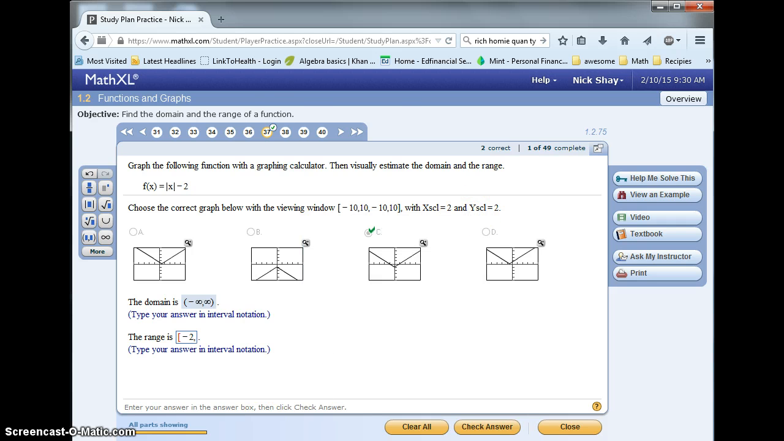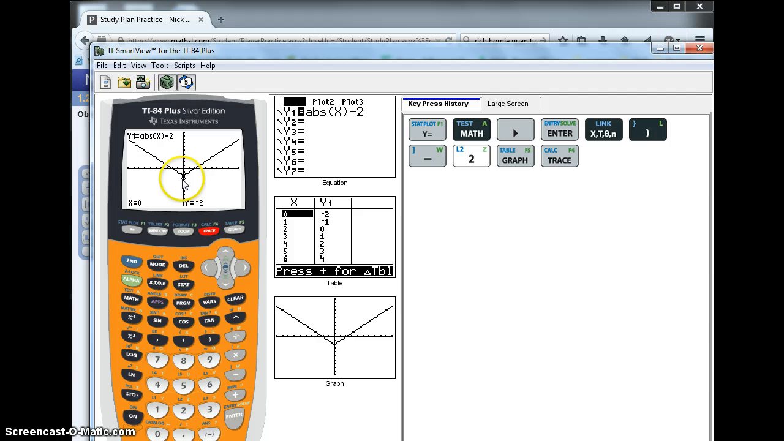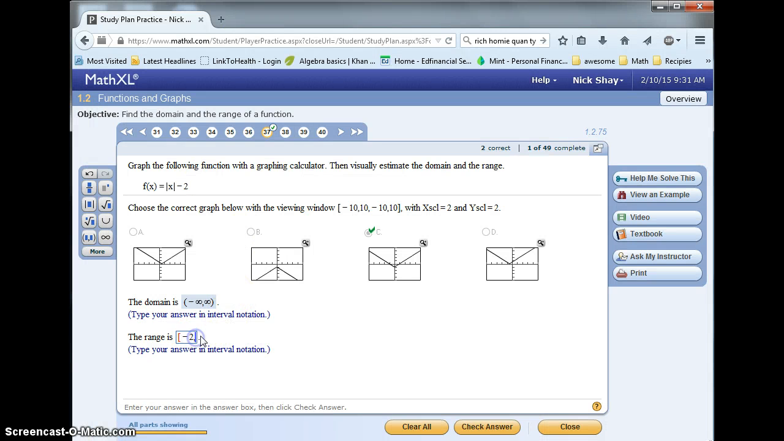And now let's look for the highest y value of our range. Our lowest value is negative 2, and you can see that this graph is heading up forever, right? So the range is from negative 2 all the way up to infinity. So we're going to put an infinity there, and infinity always gets a soft bracket.